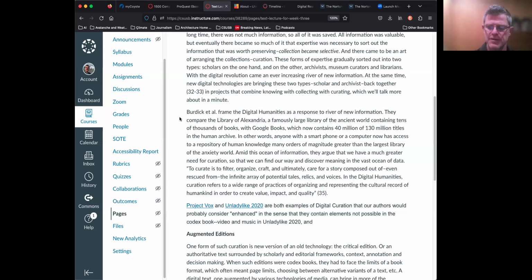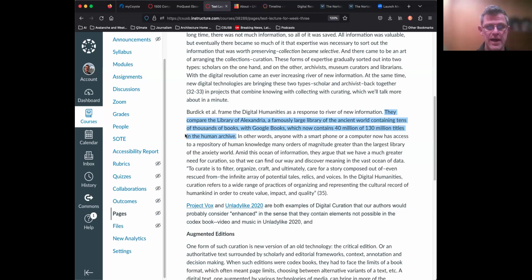And for my purposes, just as a reader, one of the most interesting things they do is compare Google Books, Google's ongoing project to digitize every book in the world, with the Library of Alexandria, a famously large library of the ancient world that was lost in a fire.